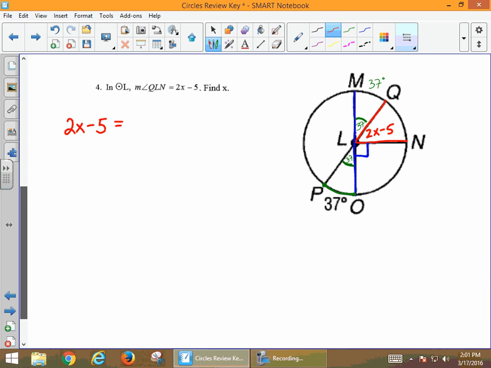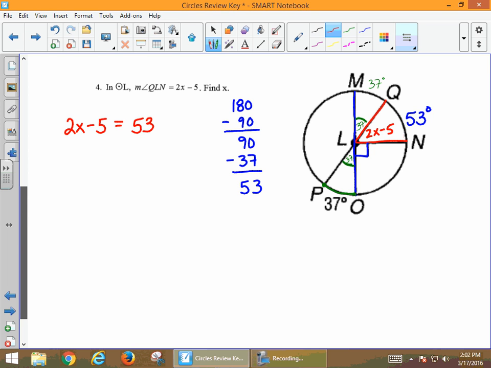So let's think again about the blue line. It makes up 180 degrees. But I need to take 90 away from that because of the right angle. So that leaves me with 90. And then I need to take 37 away from that because of my angle up there, MLQ. So 90 minus 37 equals 53. So this degree measure right here is 53 degrees. That's what that angle has to equal.